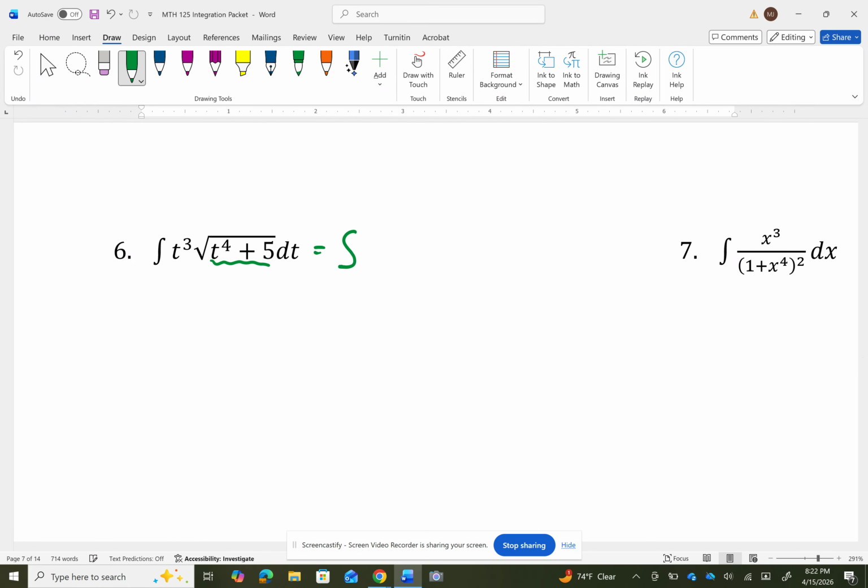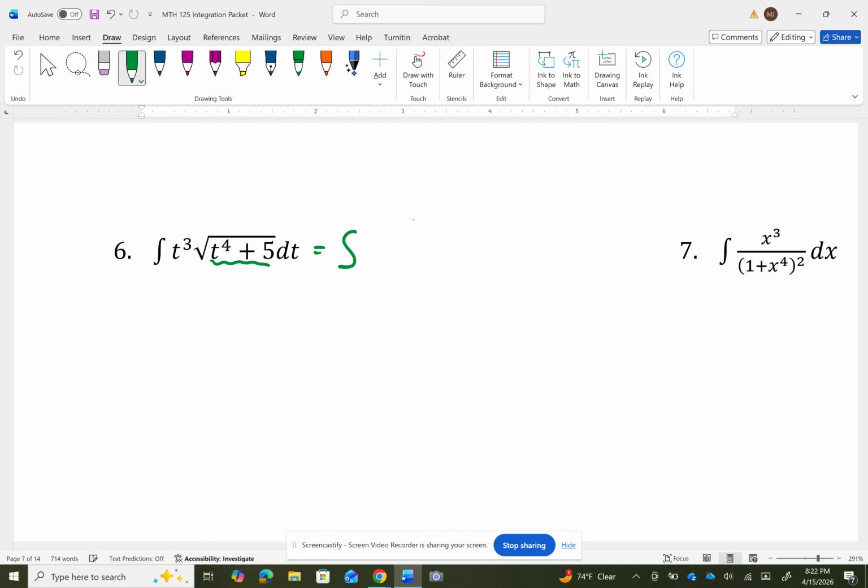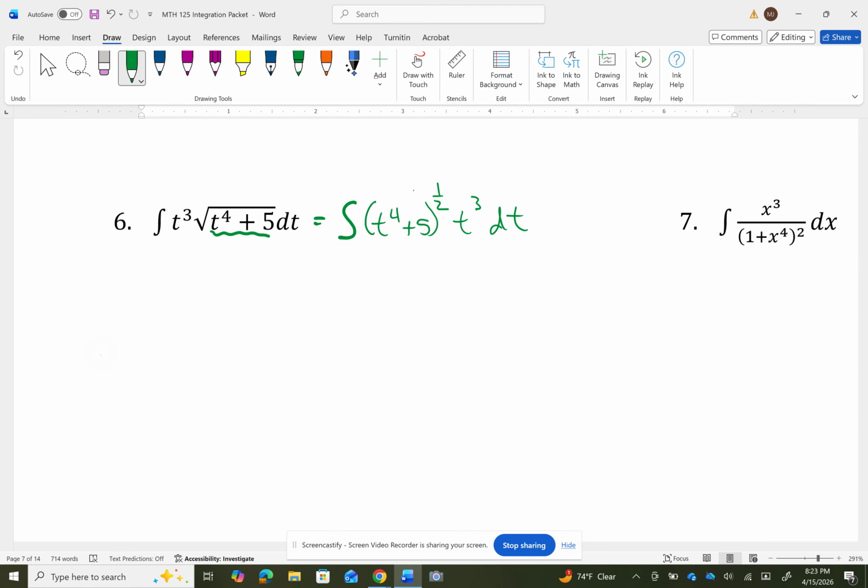Let me make that a little skinnier. Okay. We can first think about this as having that t to the fourth plus 5 raised to the 1/2 power. I'm going to have that t to the third next to that dt because you'll see what's going to happen in a minute. I haven't done any kind of integral yet. I was just trying to get it to look like a power function.